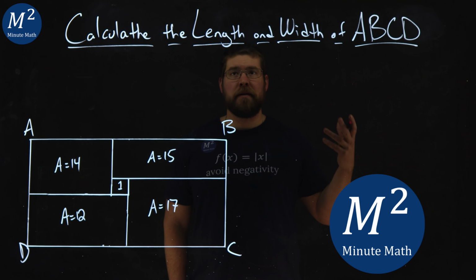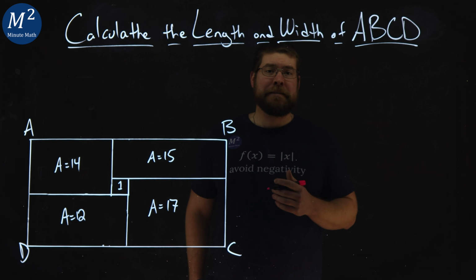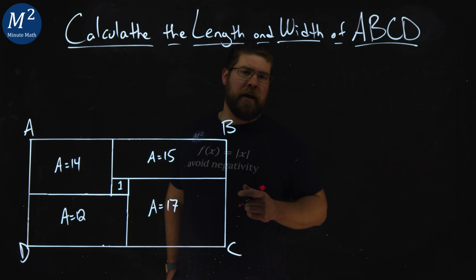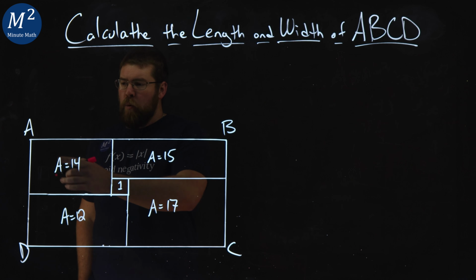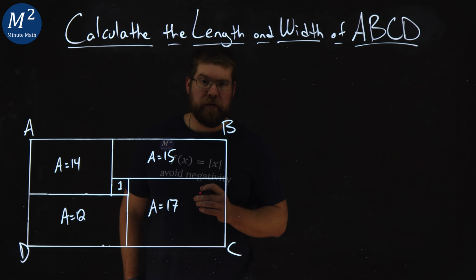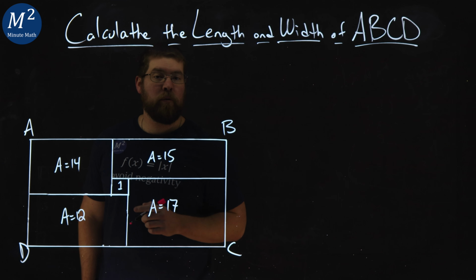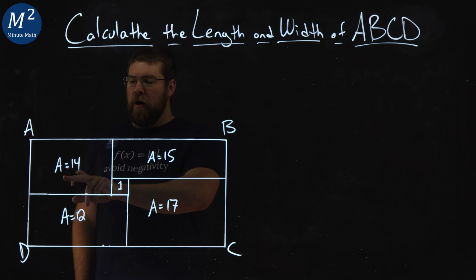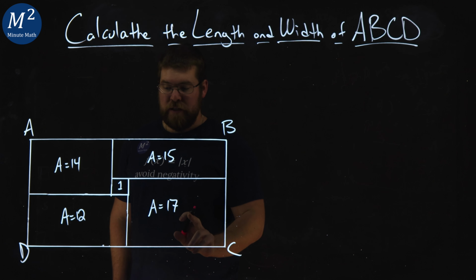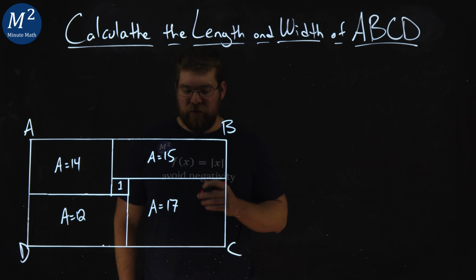We want to calculate the length and width of rectangle ABCD. Our rectangle has some information, so let's talk about it before we solve it. We have our points A, B, C, and D, and we have some areas given to us. We have 5 rectangles, and one of those is a square in the middle. The areas are 14, 15, 17, 12, and 1, and the one with area 1 is the square.